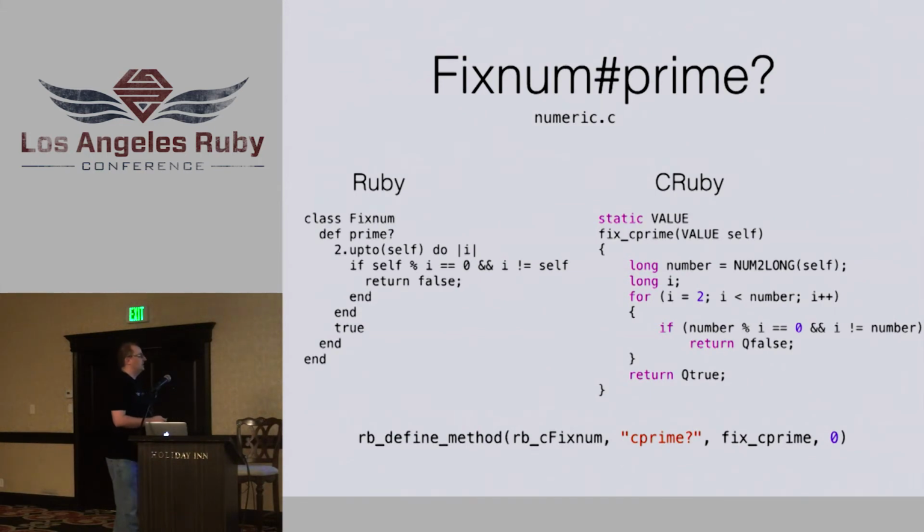Okay, so the next example is just a simple prime test. The same thing. Here is the equivalent Ruby version. Here's the equivalent CRuby version. We do all the conversions. Like we pass in VALUE self. Every time you see a VALUE, think of it as a reference to a Ruby object. And you define the binding.